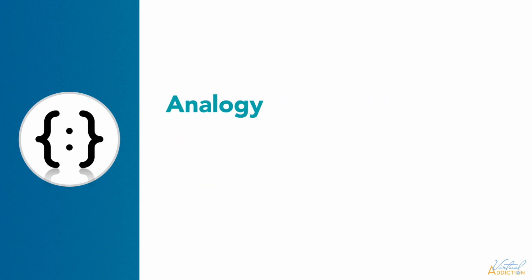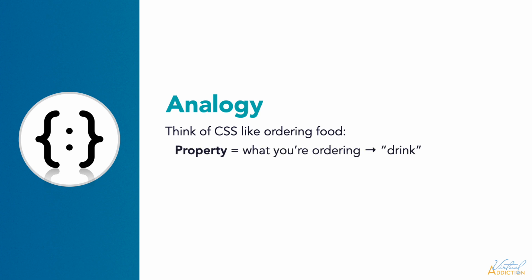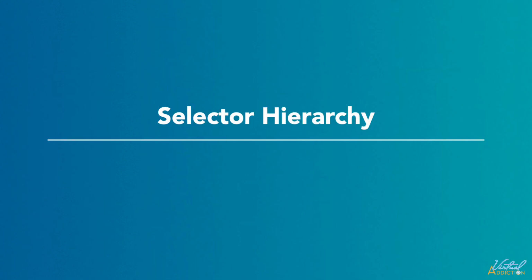Think of CSS like ordering food. The property is what you're ordering, like a drink. The value is your choice, like coffee. So properties define what to style, and values define how it should look.